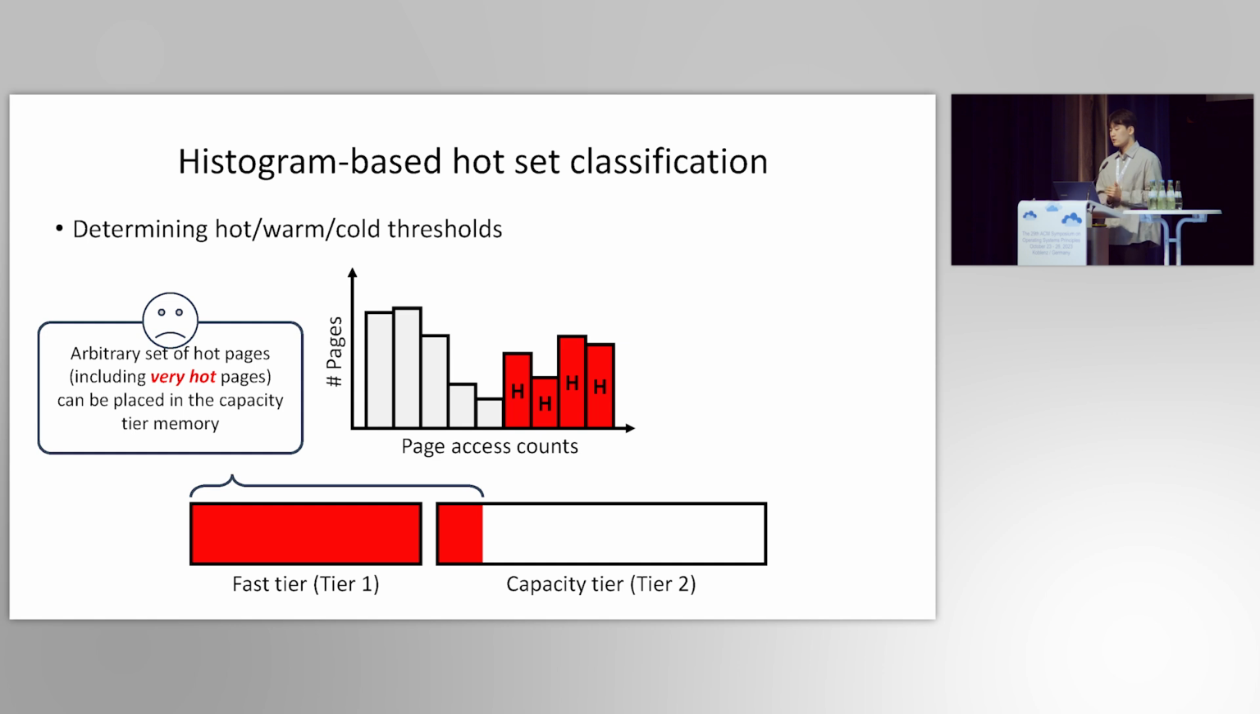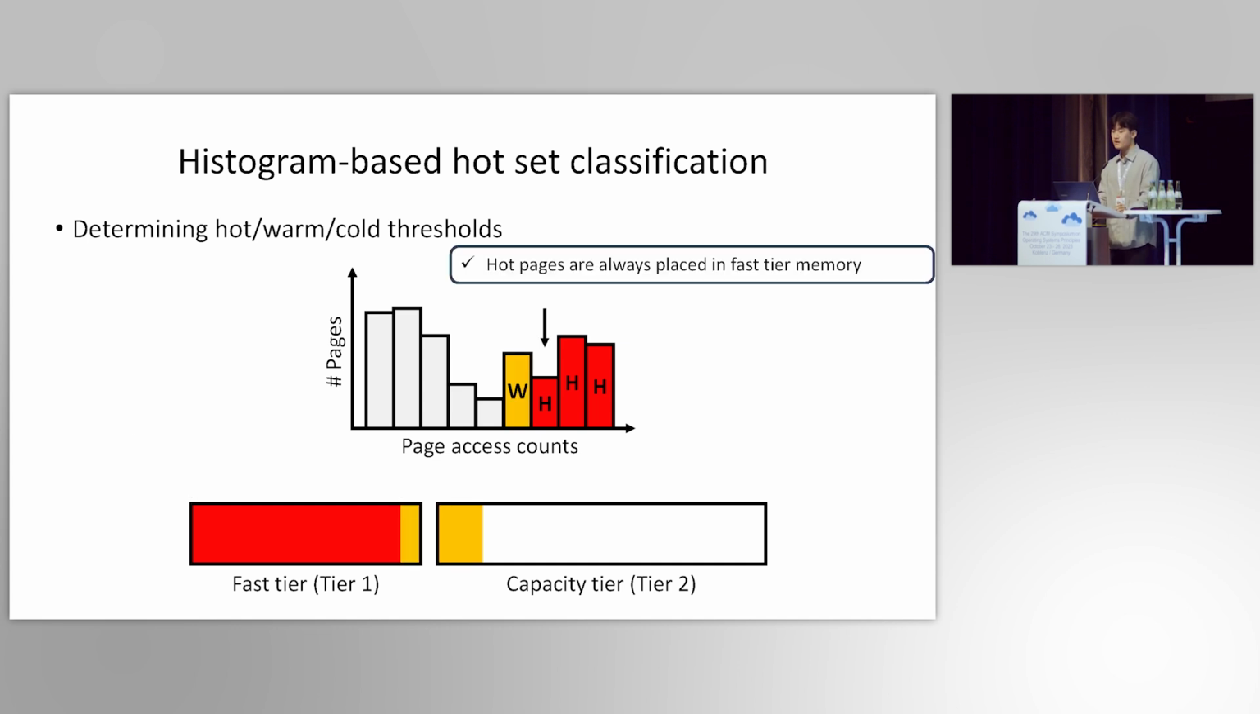So if the cumulative size of the hot set exceeds the fast tier size, an arbitrary set of hot pages could be placed in the capacity tier. So to avoid such an undesirable state, we set the hotness threshold as the bin index preceding this point, such that the fast tier can accommodate all hot pages.